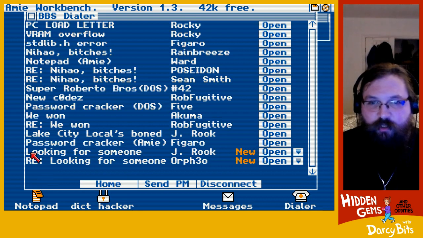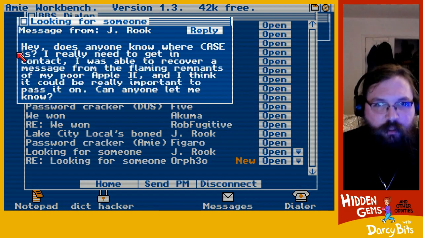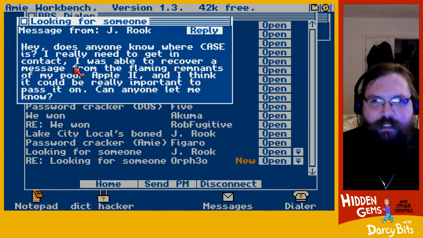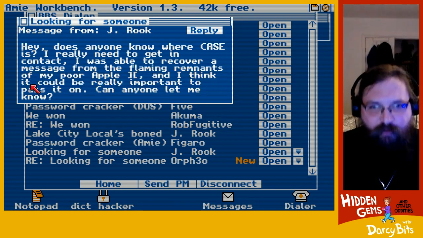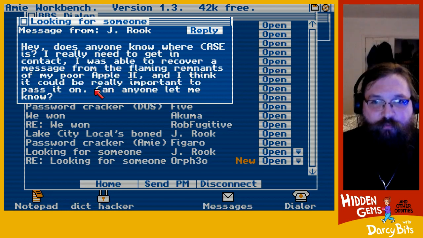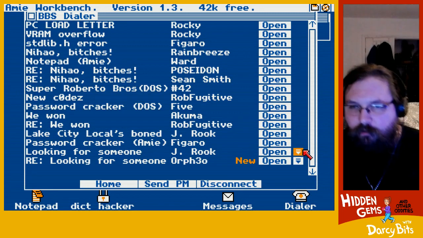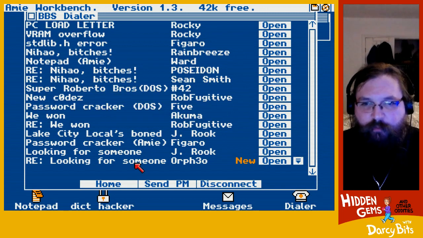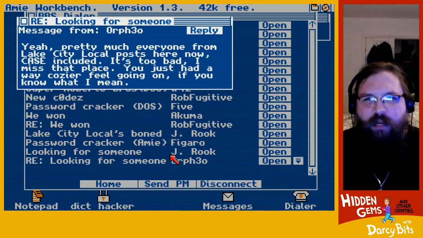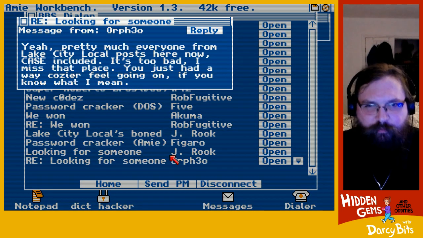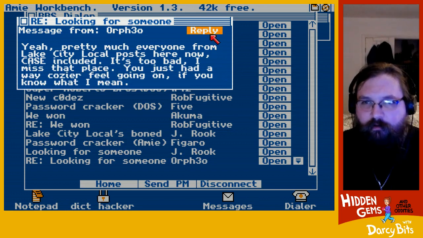Also, there's a new message looking for someone. J. Rook. What's this say? Hey, does anyone know where Case is? I really need to get in contact. I was able to recover a message from the flaming remnants of my poor Apple II, and I think it could be really important to pass it on. Can anyone let me know? Hi, I'm Case. Also, looking for someone, Orfeo. Yeah, pretty much everyone from Lake City Local Post here now, Case included. It's too bad I missed the place. You just have a way cozier feel going on, if you know what I mean.